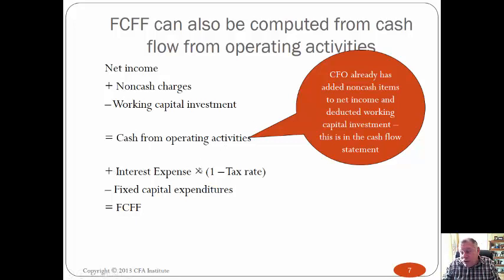And that starts with interest expenses times 1 less the tax rate. This is because interest is tax deductible, so we need to gross it up when we add it back. And then fixed capital expenditures gives us free cash flow to the firm. It's a little more refined, and the refinement comes in where it adjusts for the interest expense.